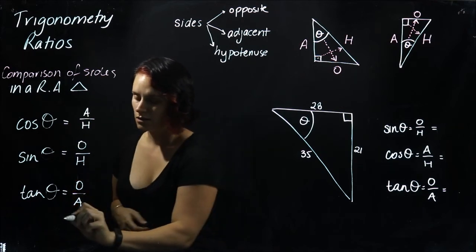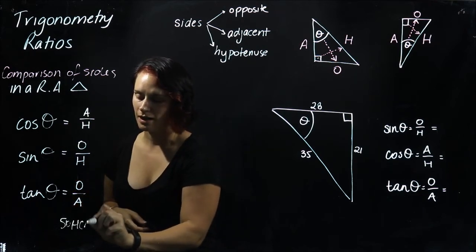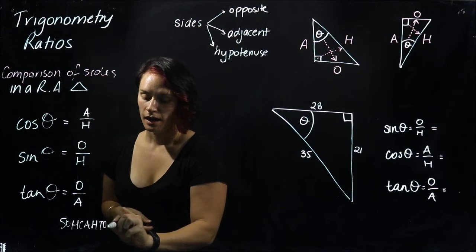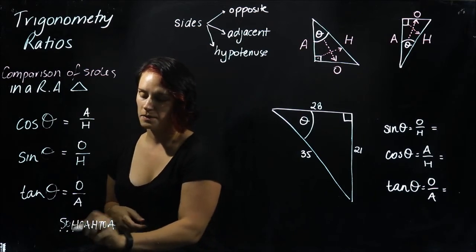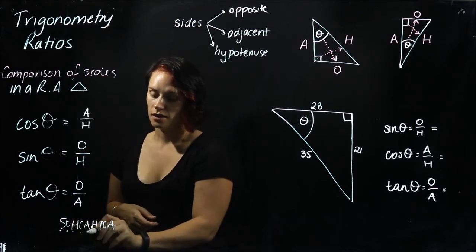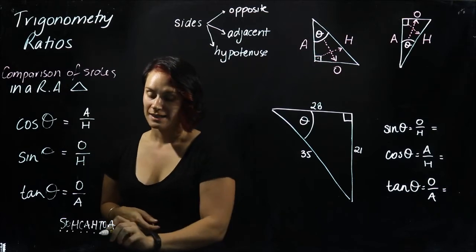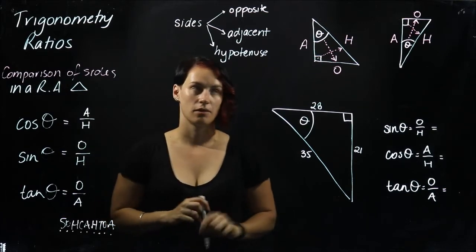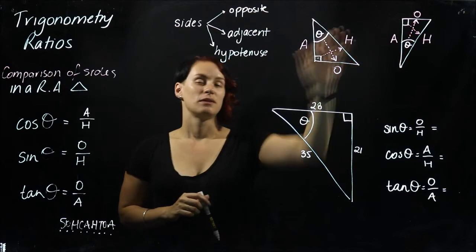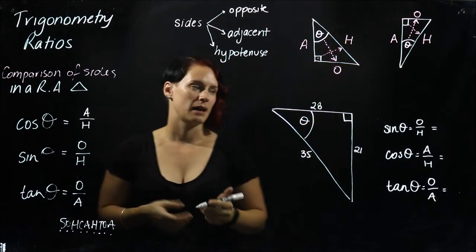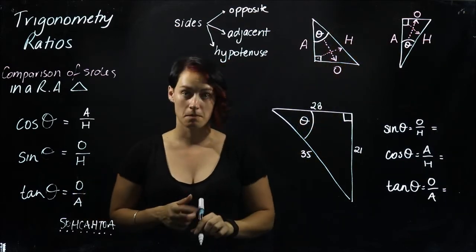You might have seen SOHCAHTOA in the past. And that relates to sine, opposite hypotenuse, cos, adjacent hypotenuse, and tan, opposite adjacent, right? So we've drawn triangles, we've labelled our sides. Now we need to think about what our ratios mean.